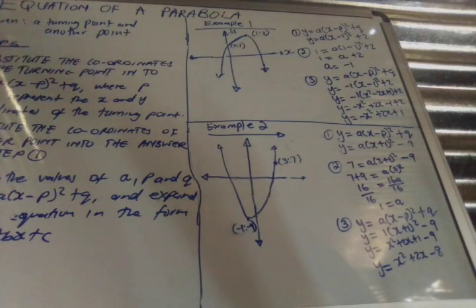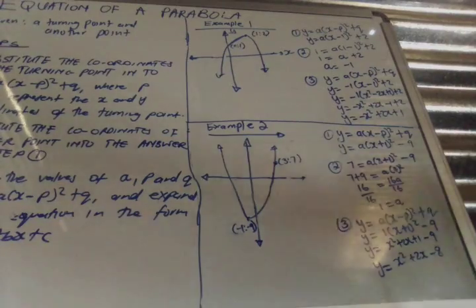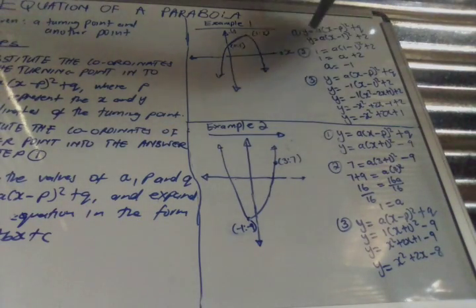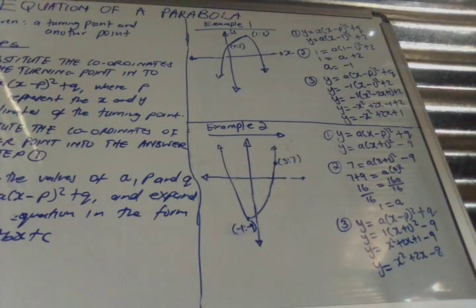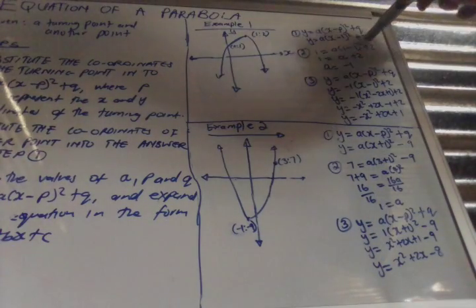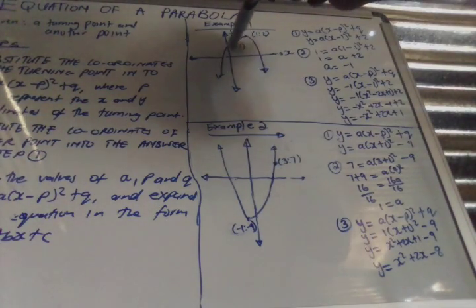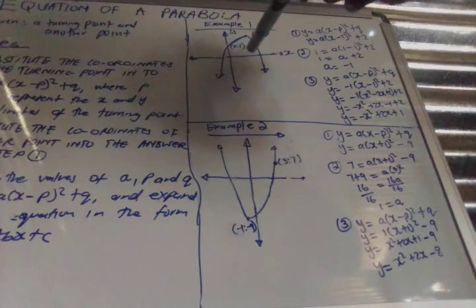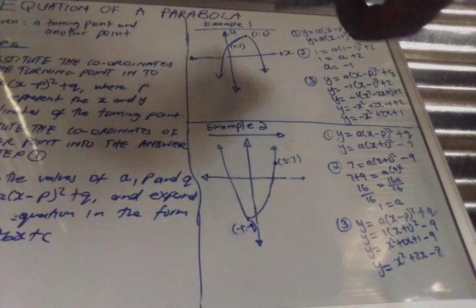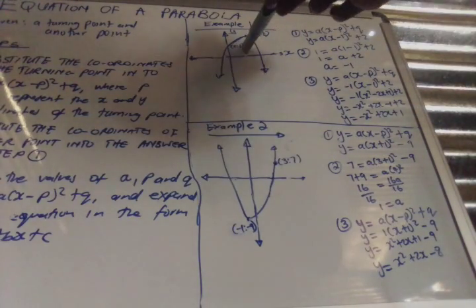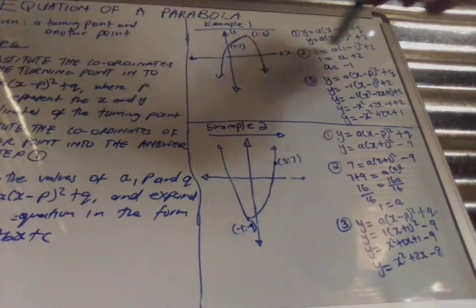The second step would be to substitute the coordinates of the other point. We're basically taking our answer from step 1 and substituting the coordinates of the other point. The other point is 0 and 1, or it's just the y-intercept. So the y is 1 and the x is 0.